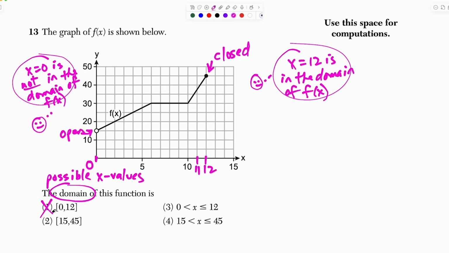So if I were to write this in interval notation, I would say parentheses 0 and then a bracket around 12, because x equals 0 is not included. There's an open circle here, and a closed circle here means 12 is included, which we communicate with the bracket. Or we could say 0 is less than x, which is less than or equal to 12. We put the equal to on 12 to include it in the domain. Choice 3 is our answer.